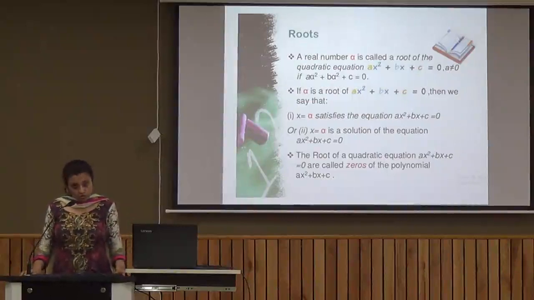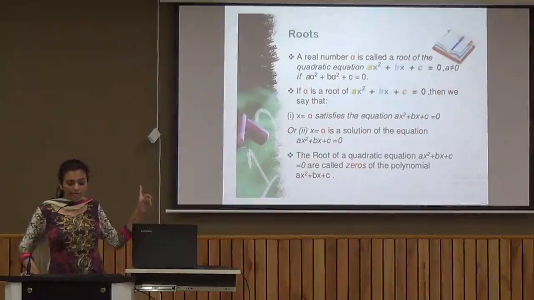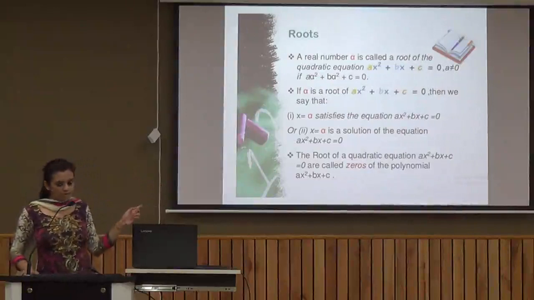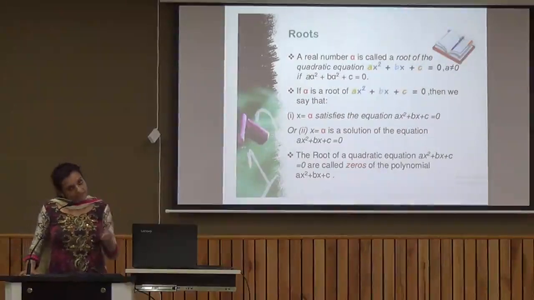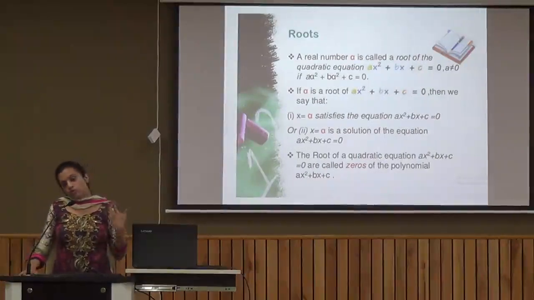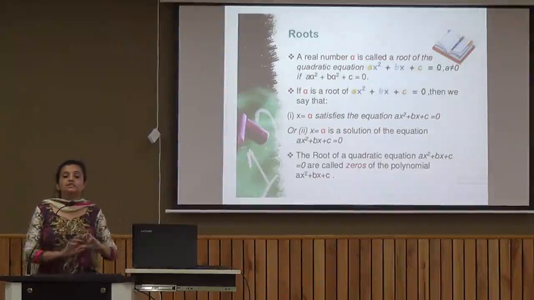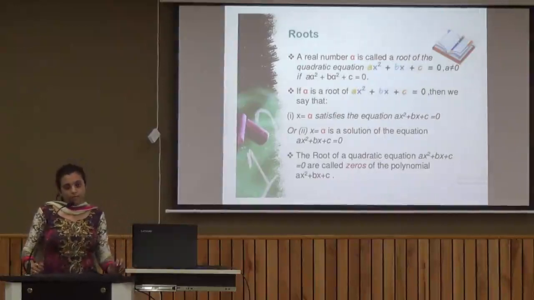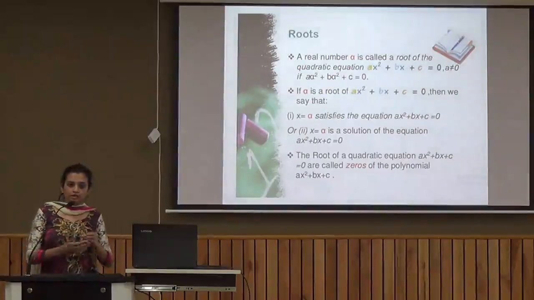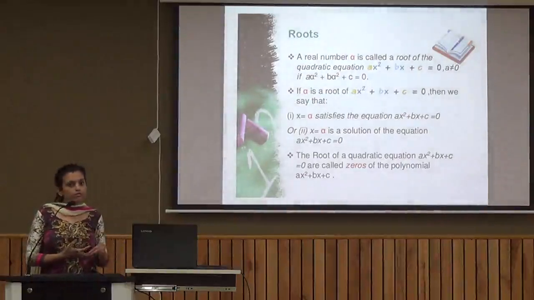If alpha is a root of the given equation, then we can say that x equal to alpha satisfies the equation ax squared plus bx plus c equal to 0, or x equal to alpha is the solution of the given equation. Now, the root of a quadratic equation, which is alpha, is also called the zero of a polynomial. These two words are generally used interchangeably: the zero of a polynomial, the root of an equation.